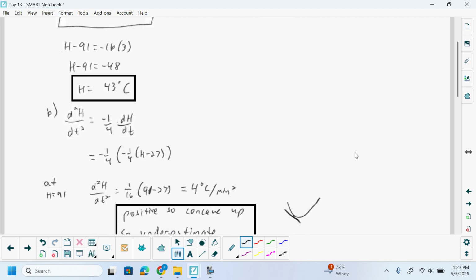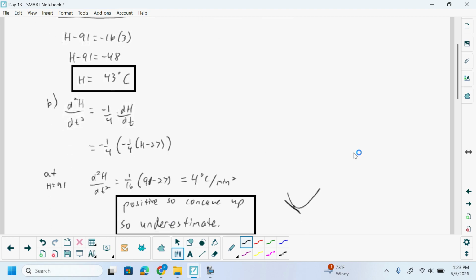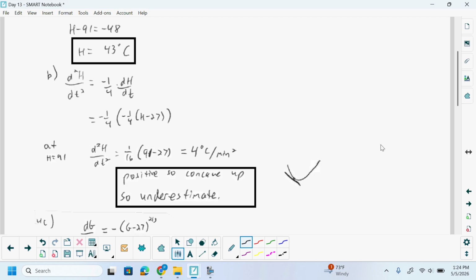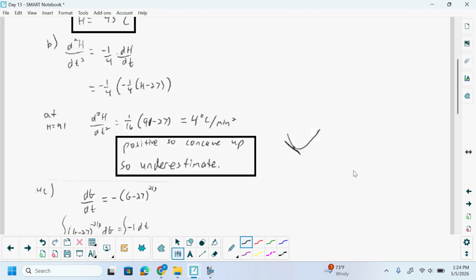Our second derivative. The first derivative is technically linear, so that's like a -1/4 h, so its derivative is -1/4, and we took a derivative of an h, so we got to multiply by dh dt. Replace dh dt with what it was equal to, and then fill in the 91, which was our h value at our point of tangency. It gives us a positive, so therefore it is concave up at that value of h. So therefore our tangent line would be below the graph, making it an underestimate.